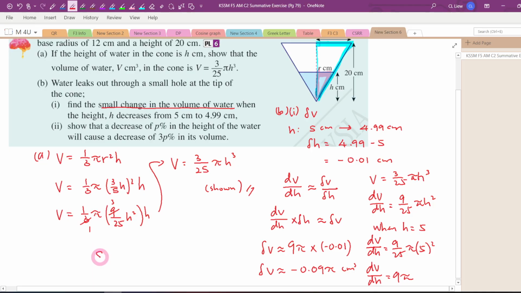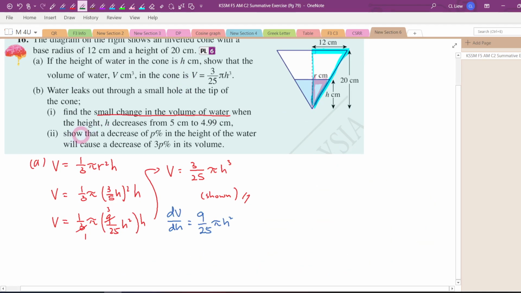So the small change in the volume is equal to negative 0.09 pi cubic centimeters. It means decreases. Okay, let's look at part 2.